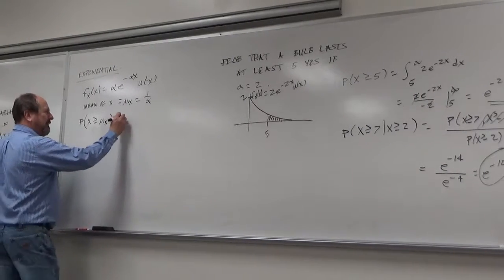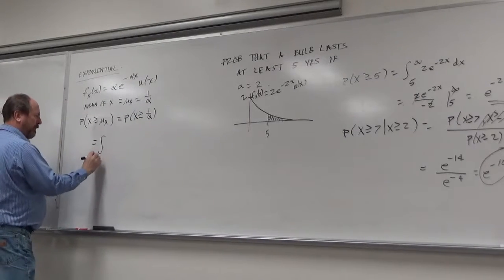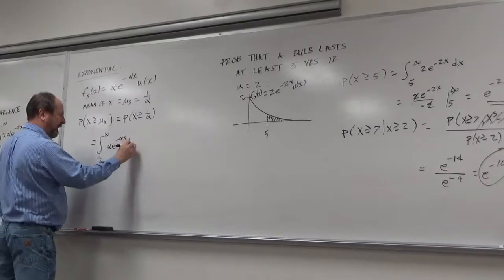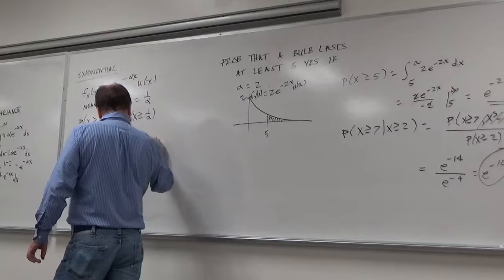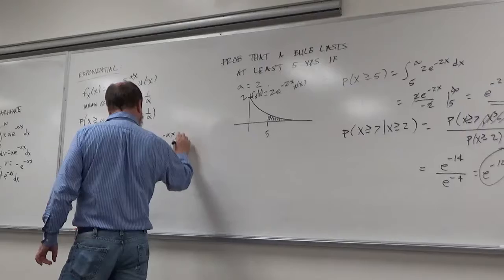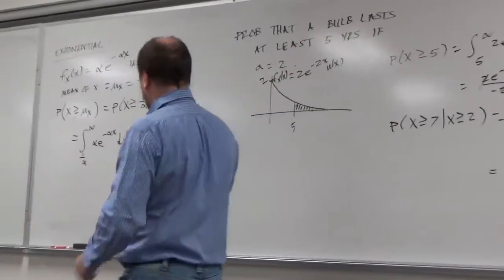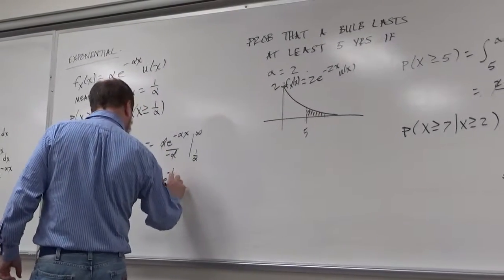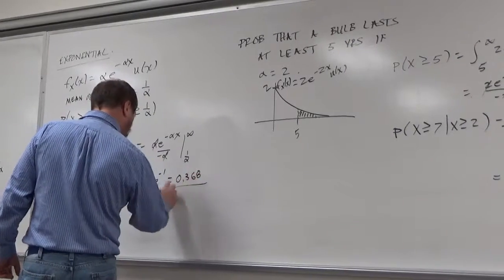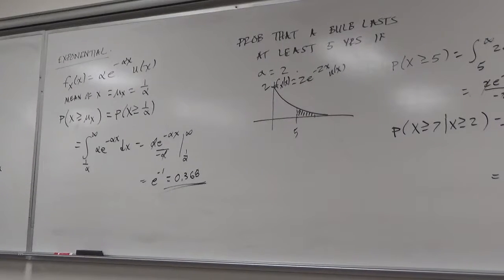Right. That would be the probability that x is greater than or equal to 1 over alpha, which would be the integral from 1 over alpha to infinity of alpha e to the negative alpha x dx. That is alpha e to the negative alpha x over negative alpha, from 1 over alpha to infinity. And that gives you e to the minus 1, 0.368. Very close to that anyway. That's interesting.